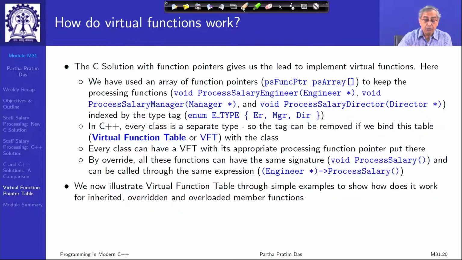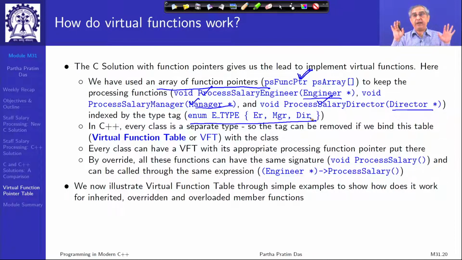Note that if you observe the C solution very carefully, the function pointer based solution, you get a complete insight into how to implement the virtual functions. What we have used here, first, is an array of function pointers, which in this case had 3 different function pointers, right. We had simplified them by making these parameters void star, and they were indexed by an enum type. This was the backbone of the C solution with function pointers.